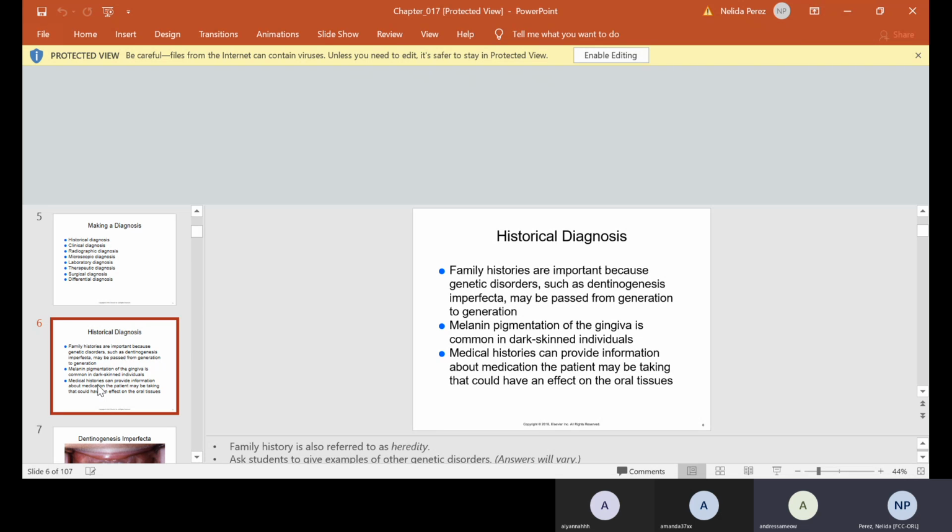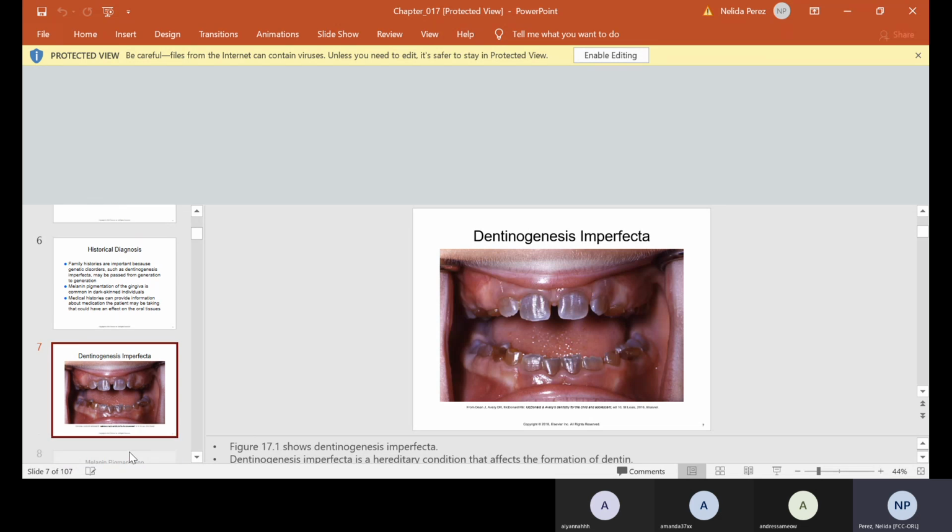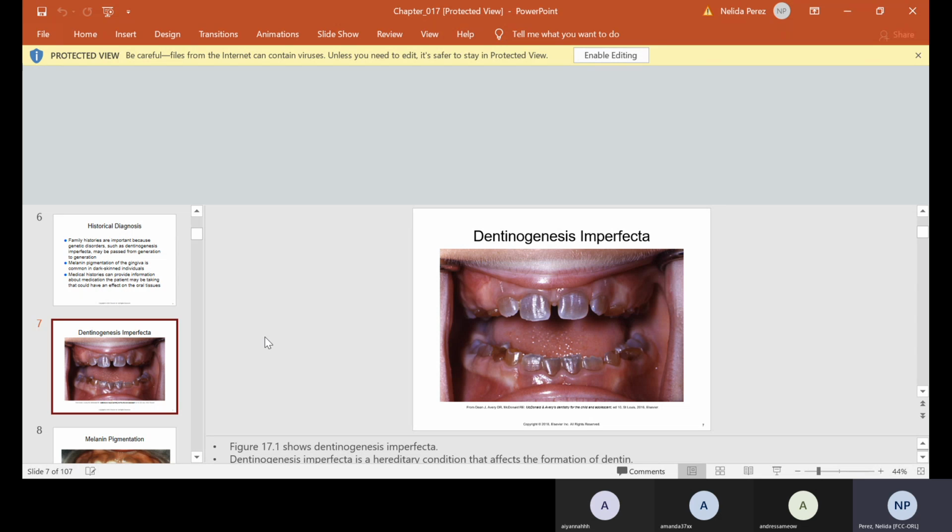Most times they start with a historical because they want to know family histories. When you go to the doctors, they always ask you if somebody in your family has something. It's important because sometimes genetic disorders, such as dentinogenesis imperfecta, may be passed from generation to generation. Melanin pigmentation of the gingiva is common in dark skinned individuals. And medical histories can provide information about medication the patient may be taking that can affect the oral tissues. So here is one example of dentinogenesis imperfecta.